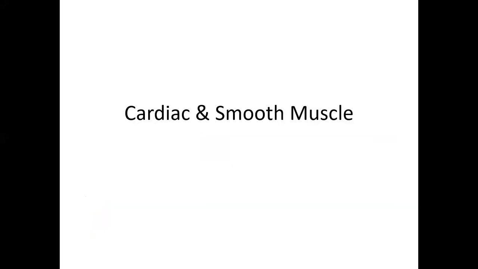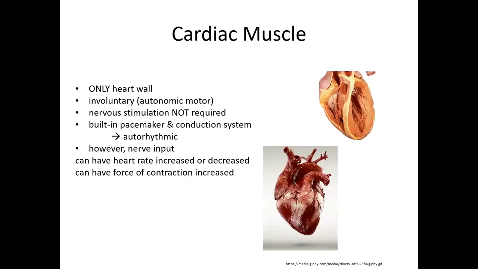Where we are picking up today is cardiac and smooth muscle, and basically we're going to be comparing and contrasting how these two different types of muscles are, as opposed to the 2 weeks we spent learning all about skeletal muscle. So starting on cardiac muscle, as you know, is only found in the heart wall.